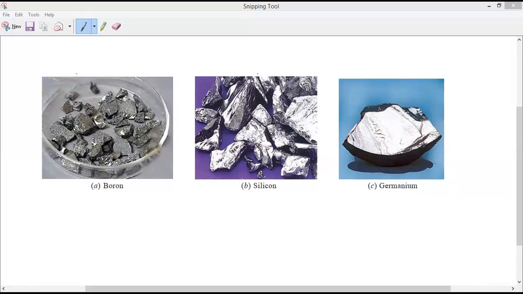Metalloids are called semi-metals. Examples: just now I have shown you three, boron, silicon, and germanium. The symbol for boron is B, silicon is Si, and germanium is Ge. These are metalloids: boron, silicon, and germanium.